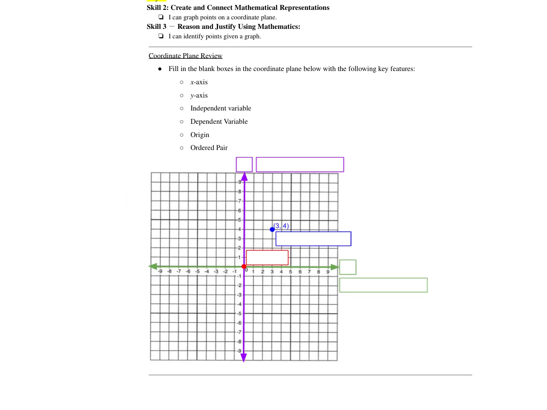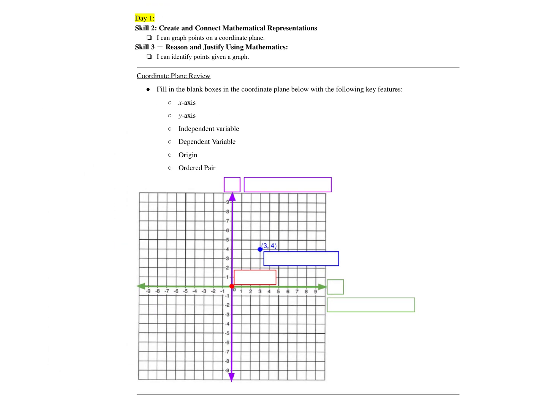We have these 1, 2, 3, 4, 5, 6 important vocabulary words, and let's just label where they go again. So first things first, our horizontal axis is our x-axis.